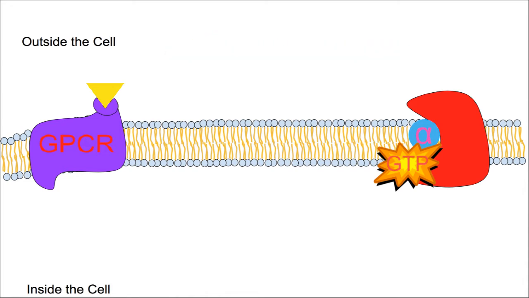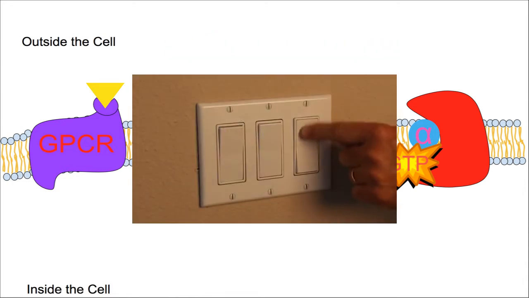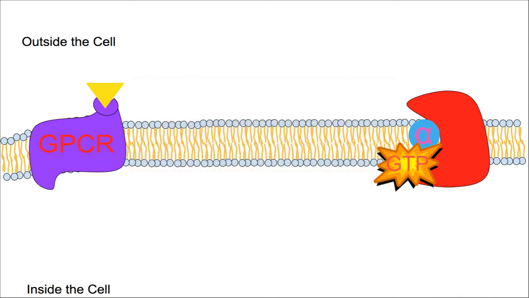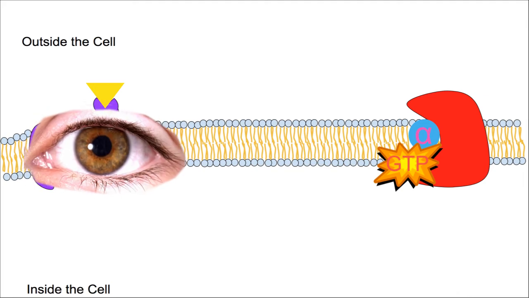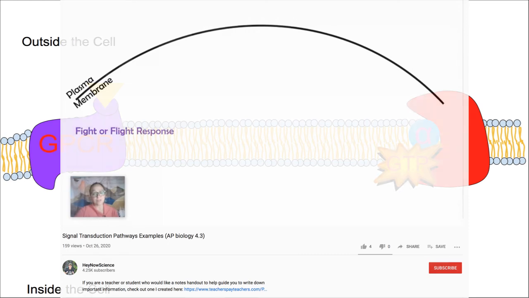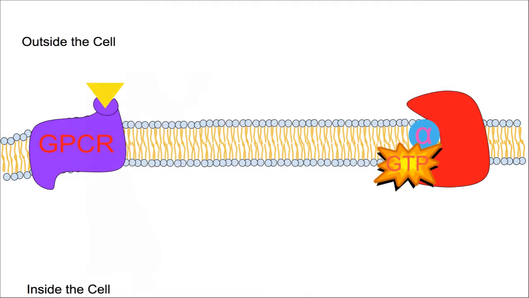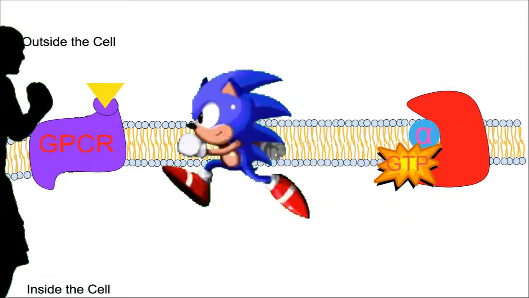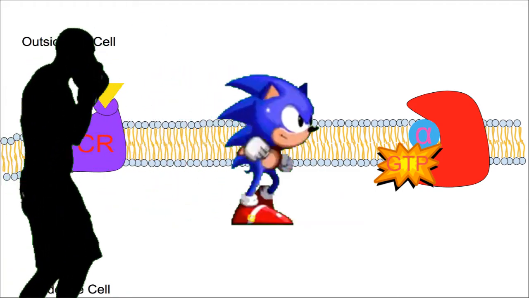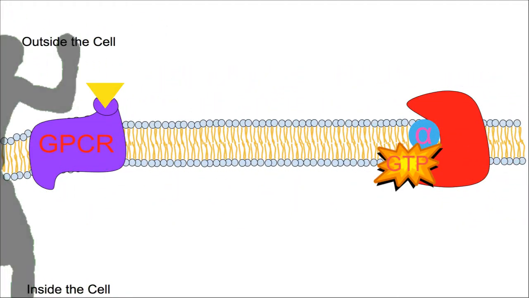The cellular response acts as an on switch or an off switch that either causes or stops a cell function. Specific responses that are associated with G proteins and G protein coupled receptors are the human senses of vision, smell, and taste. Also, as shown in Hey Now Science's video of signal transduction pathway examples, in the fight or flight response, the G protein pathway can cause a cellular response to produce glucose for cellular respiration and body movement.